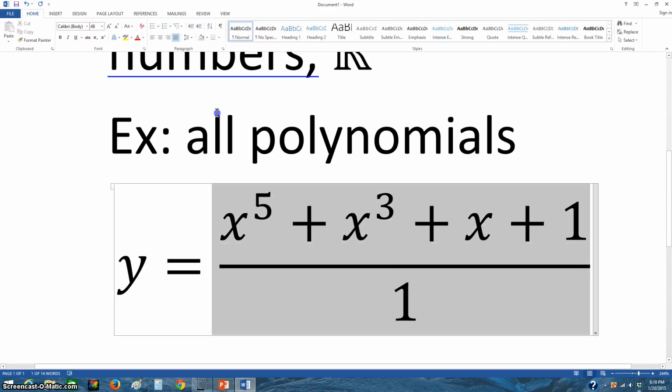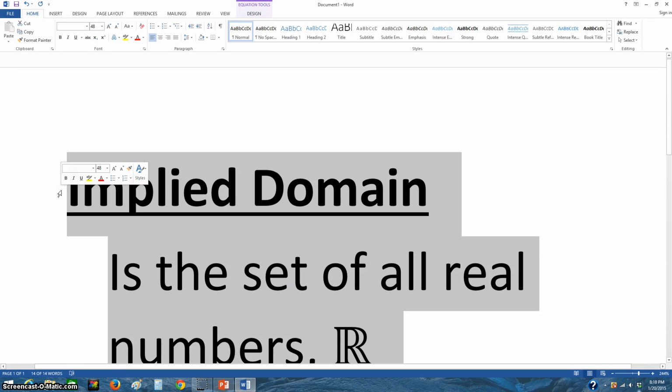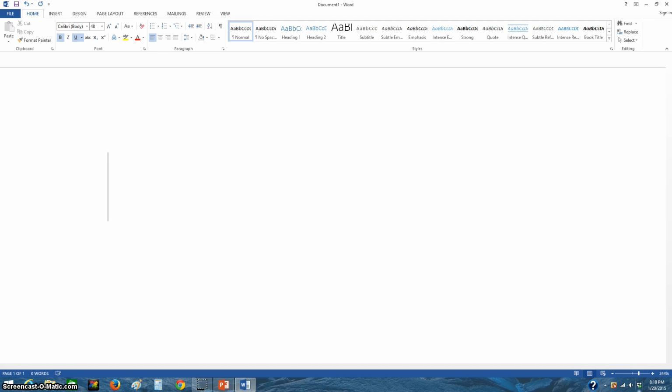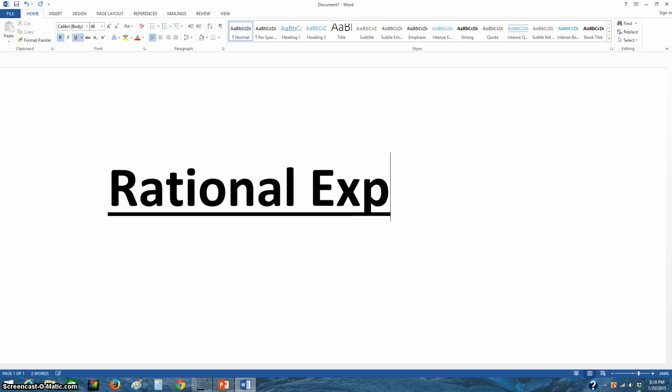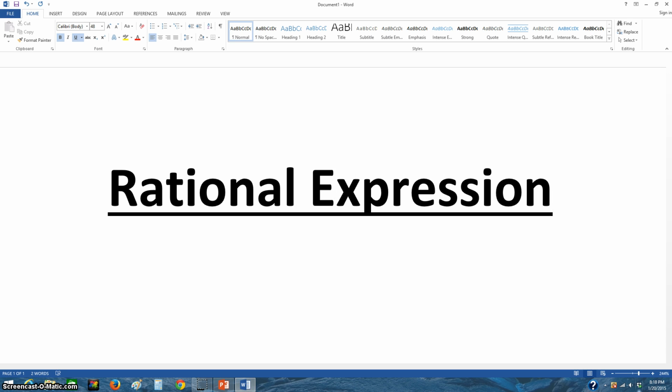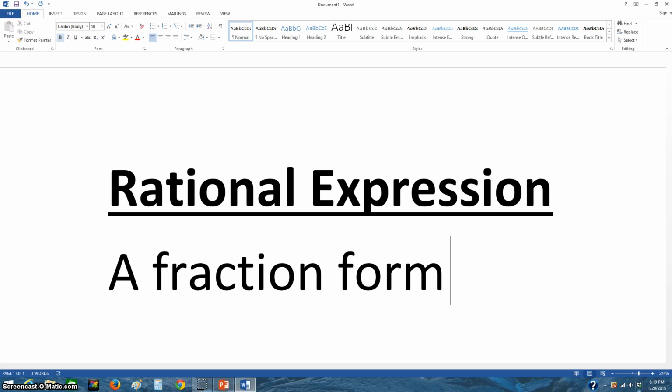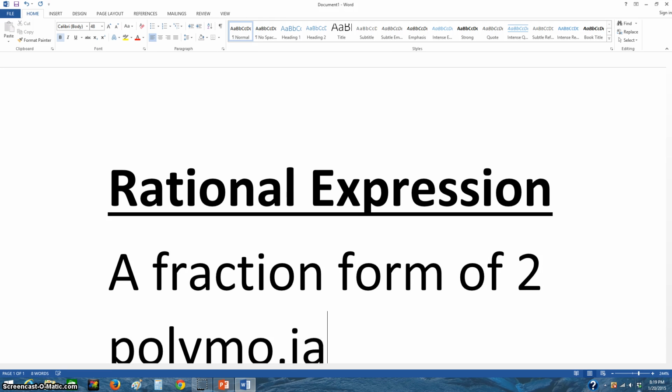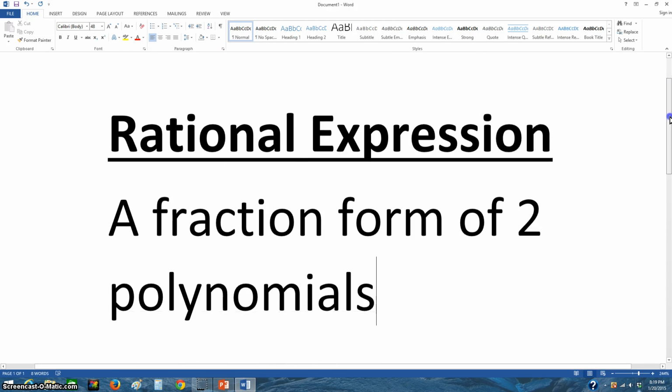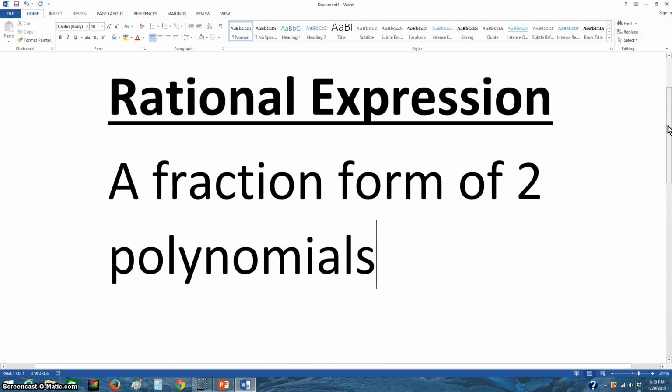Okay, another one which is probably the most important is you have to know what a rational expression is. That is very important. A rational expression is basically a fraction form of two polynomials. Okay, so remember, a rational expression is basically a fraction form of two polynomials.